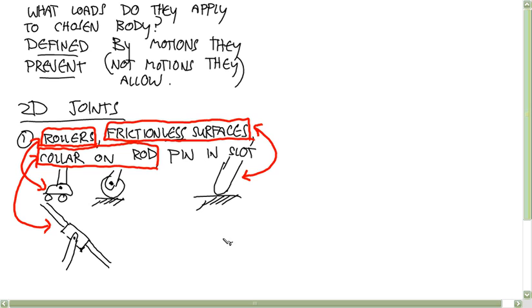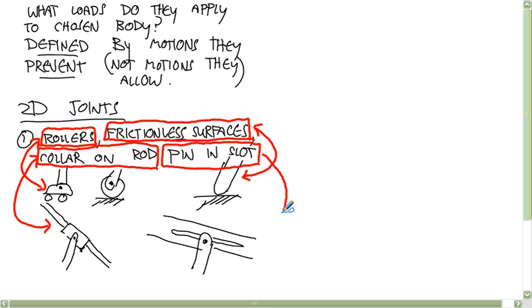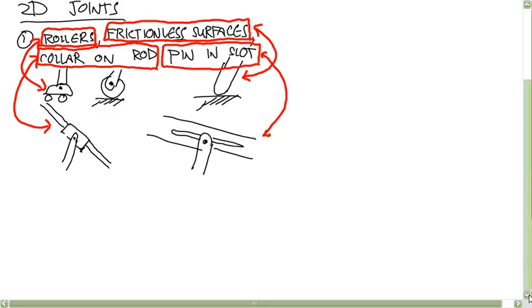And then a pin in a slot will look something like this, where this pin allows this arm to slide back and forth. Okay. And mathematically, you treat all of these the same. All of these allow rotations and they allow sliding back and forth.